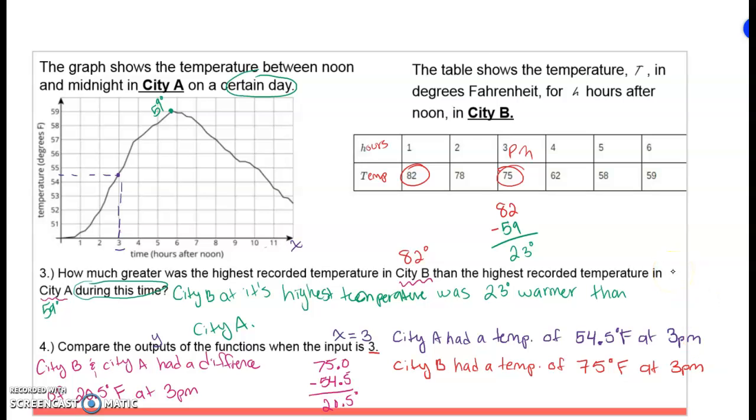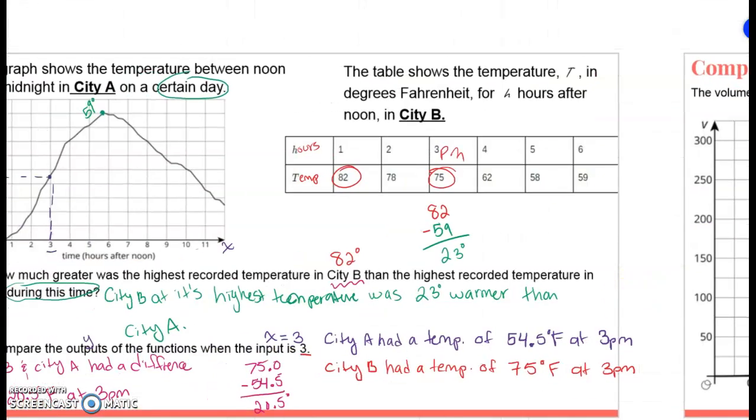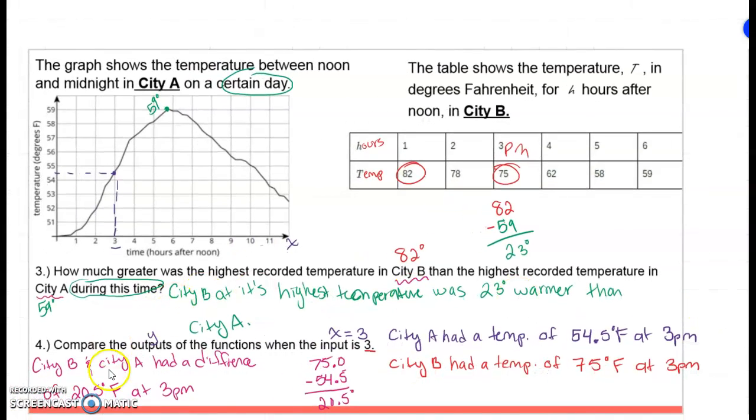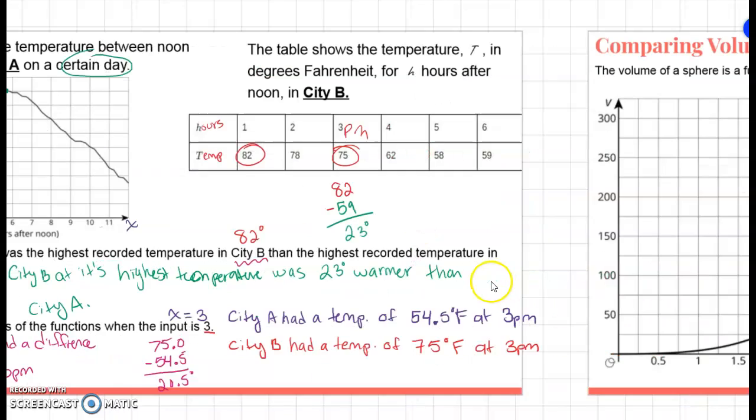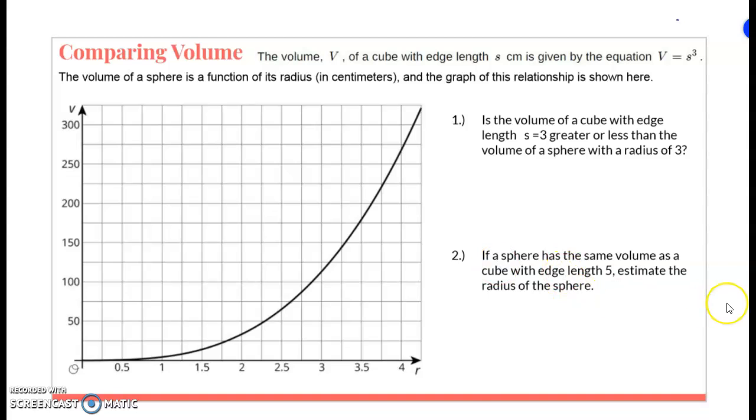So now let's move on to the last one, comparing volume. And remember, at any time you can definitely pause these videos and be able to make sure you write it down. Alright, so now we're ready for comparing volume. And your last little part here on your notes should look like this.